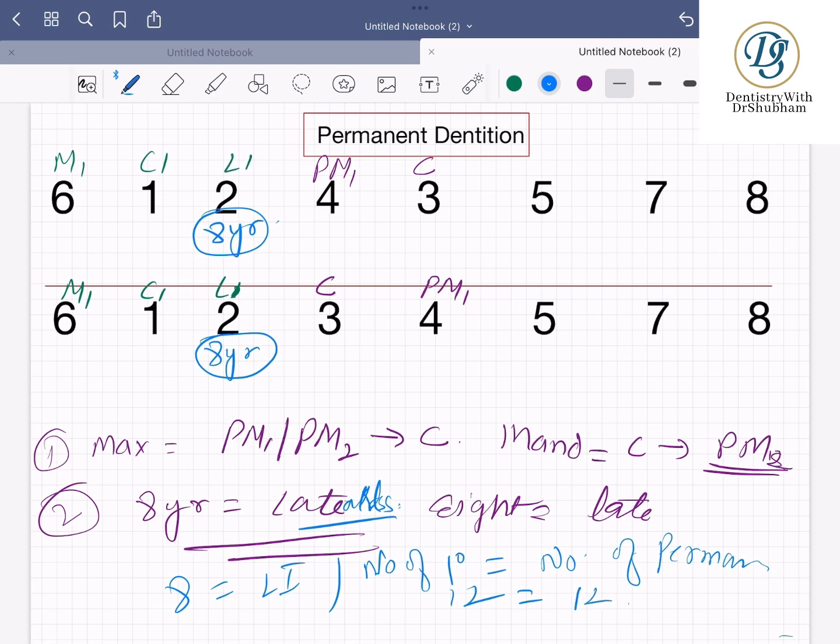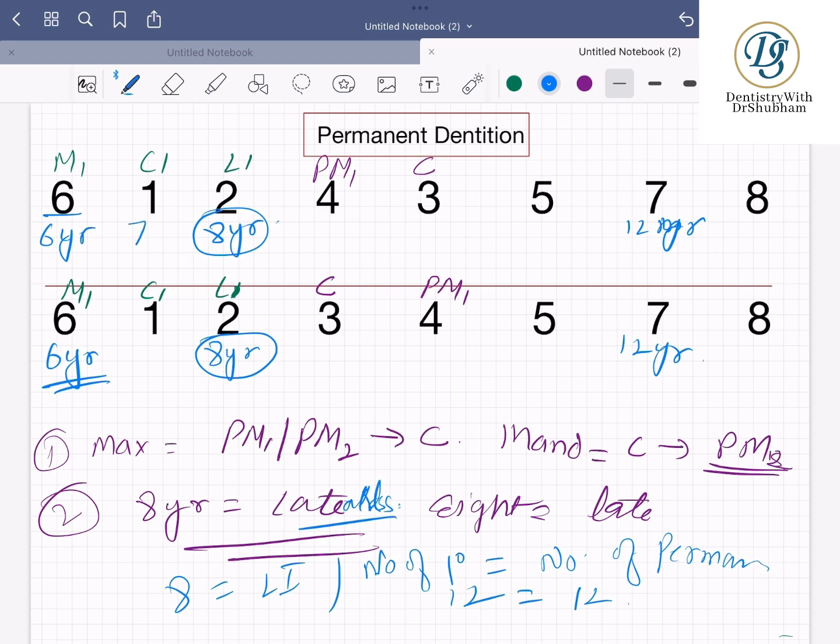We know when 6 erupts. At the age of 6 years. Very simple. When will our second molar erupt? At the age of 12 years. Right? Very easy. Now what you have to do is just fill up the counting.